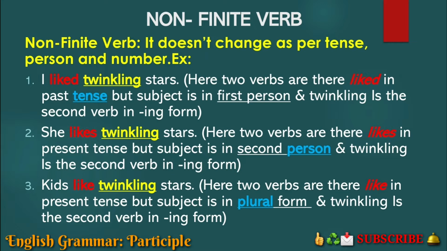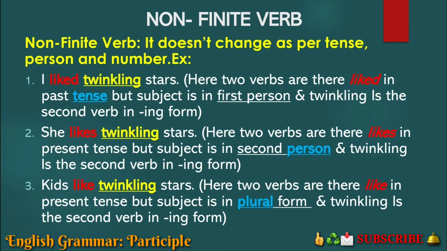Now, we shall study the third example. Kids like twinkling stars. Here also we find two verbs. Like is in present tense, but the subject is in plural form, and twinkling is the second verb in ing form. Okay, students? First of all, we need to understand the examples properly. In each sentence, two verbs are used.